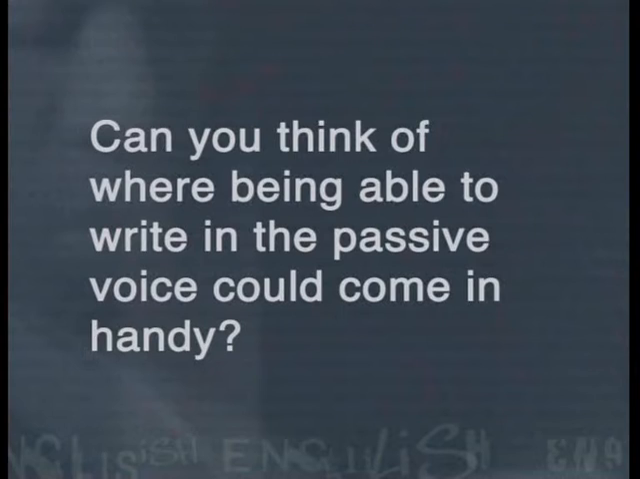So in the active voice, you cannot hide who performed the action, but in the passive voice, you can. It will still make sense even if you don't say who performed the action. Can you think of where being able to write in the passive voice could come in handy? Think about it.